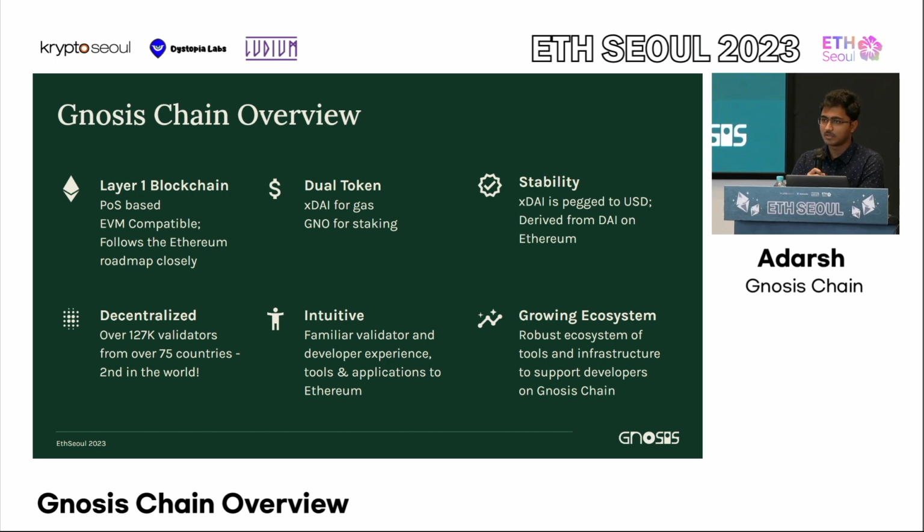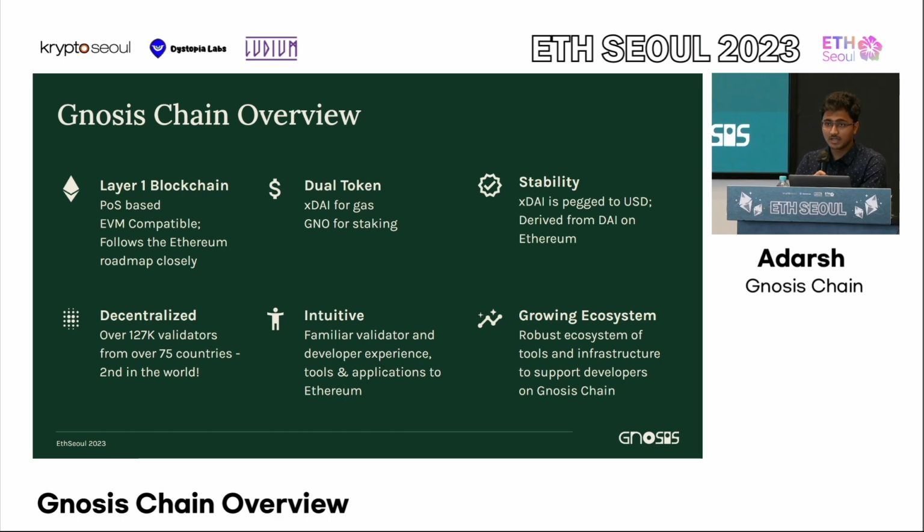One of the examples is that Ethereum recently changed to a proof of stake consensus, and we previously adopted a proof of authority consensus, and we have also changed it now to a proof of stake consensus mechanism. We use a dual token system, one for gas and one for staking. And xDAI, which is used for gas, is a stable coin which is tied to the DAI on Ethereum, and that means you get stable prices for your gas.